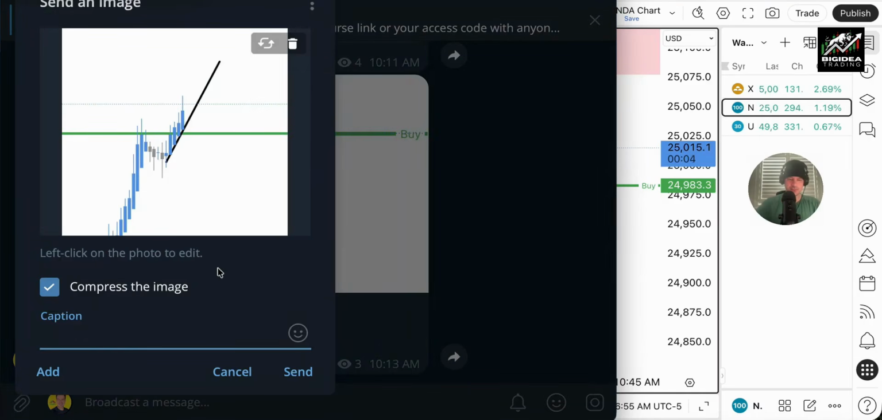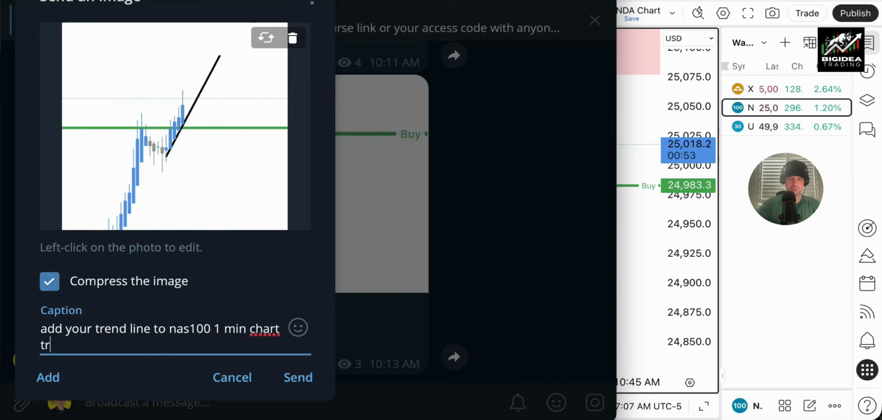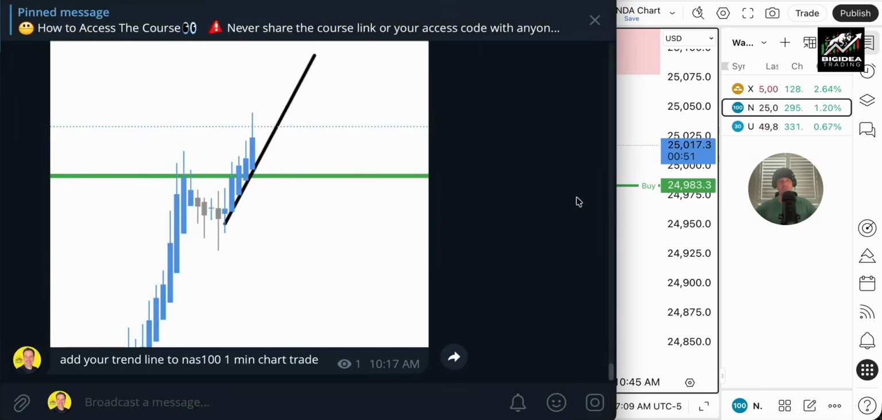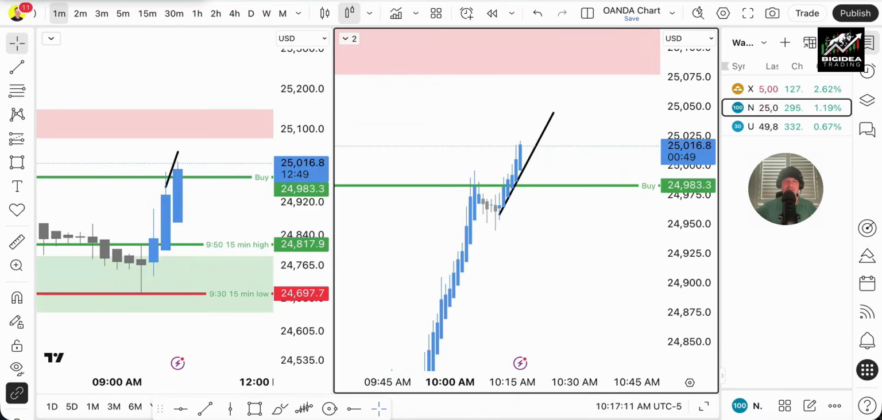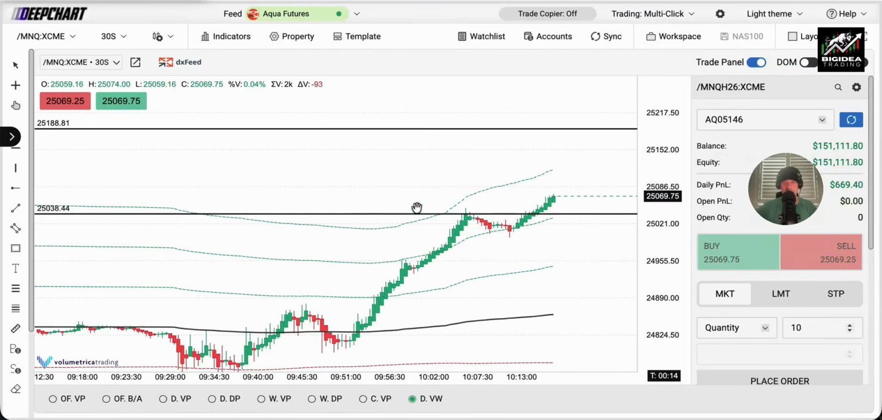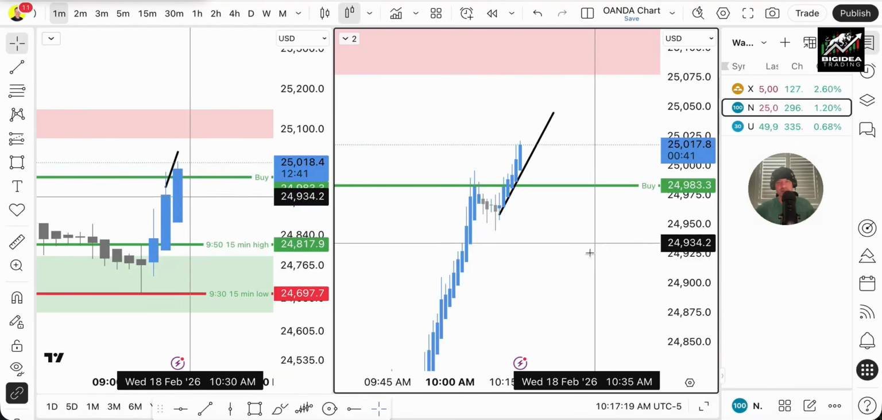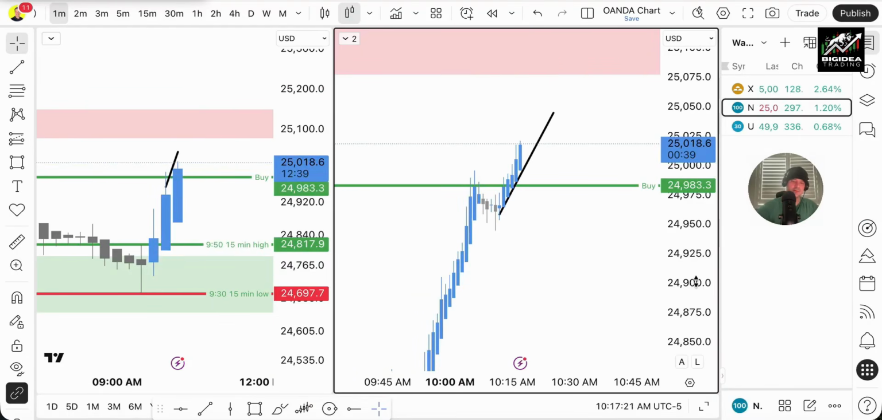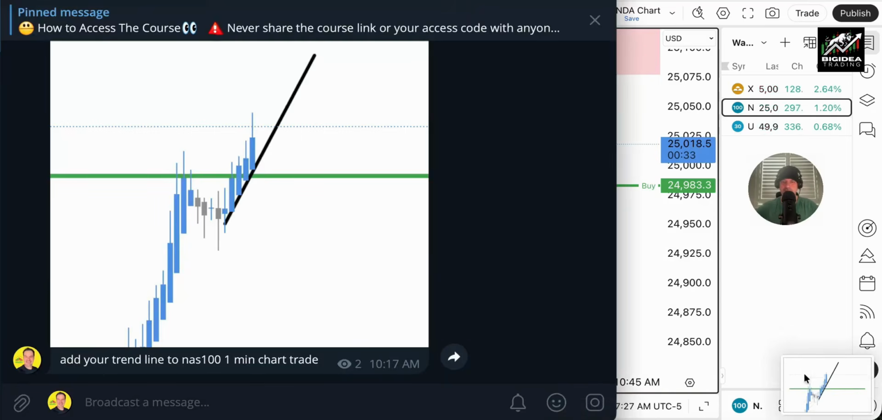So add your 1 minute chart trade. Adding trend line. Look over here. We're up $300. Once again, I have to take 50% or I have to take 100% profit, but I tell you guys to take 50% profit. So we'll just do this right now. That was quick. Take your 50%.